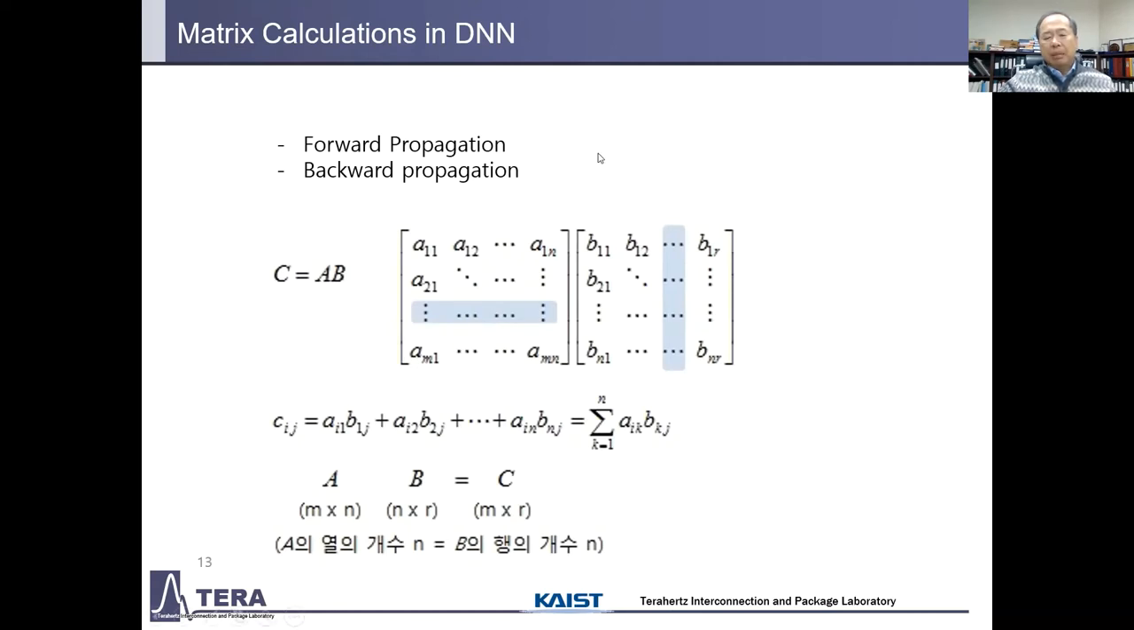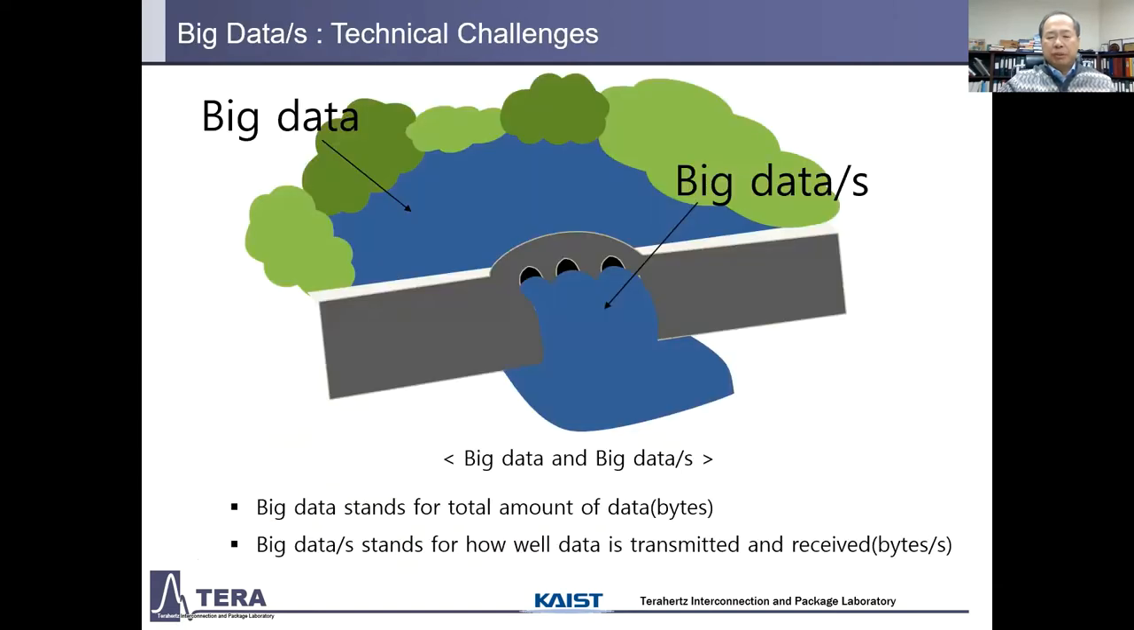Mathematically, forward propagation and backward propagation can be represented by matrix multiplications. And matrix multiplication is really highly parallel processing. That means that if you want to develop a computer for an AI machine, or design a GPU and memory system for an AI machine, it has to have maximum parallelism. That is the future direction of computer architectures for AI computers.